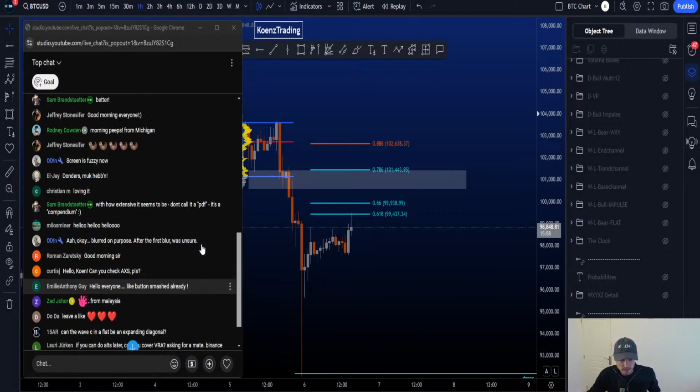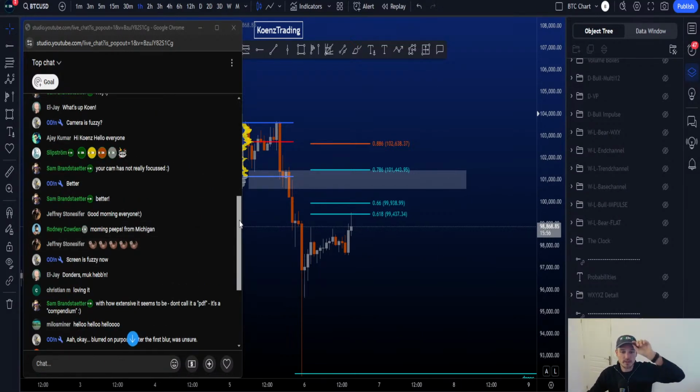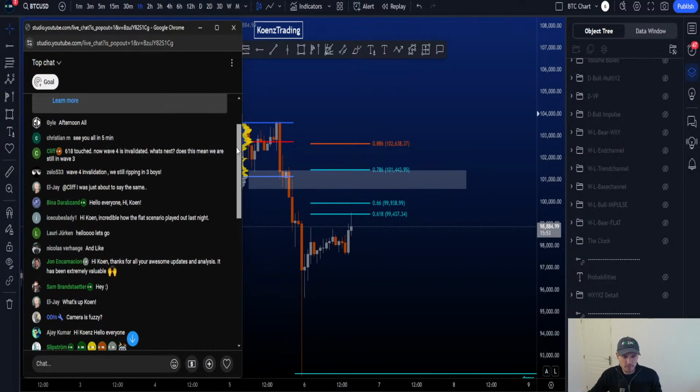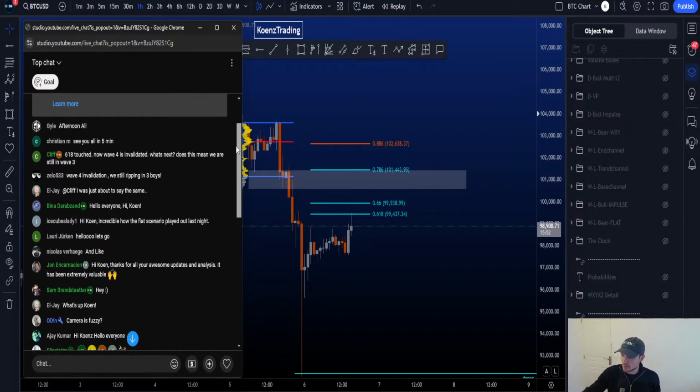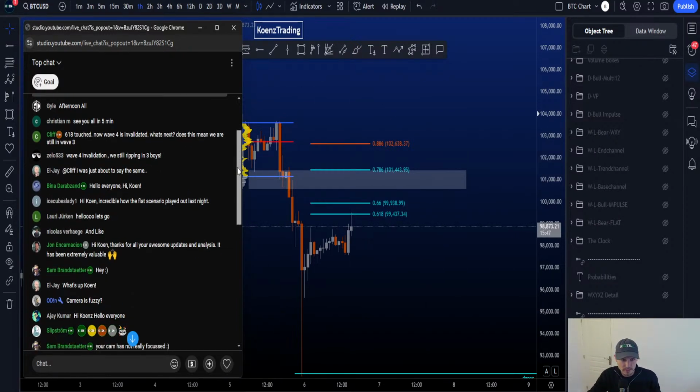Okay, making this a little bit smaller. Camera was fuzzy, at least the webcam should be sharp again, but the screen, of course, was fuzzy.